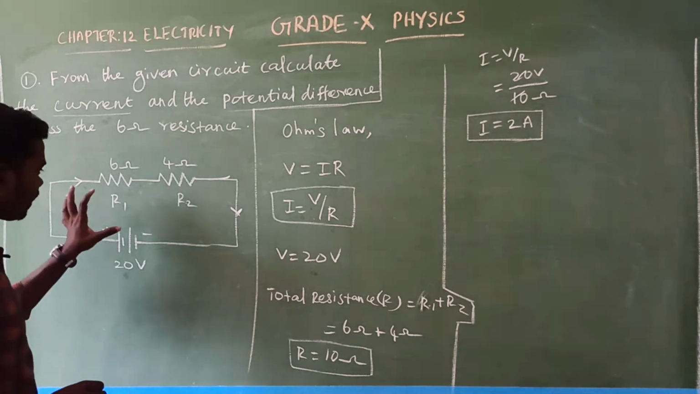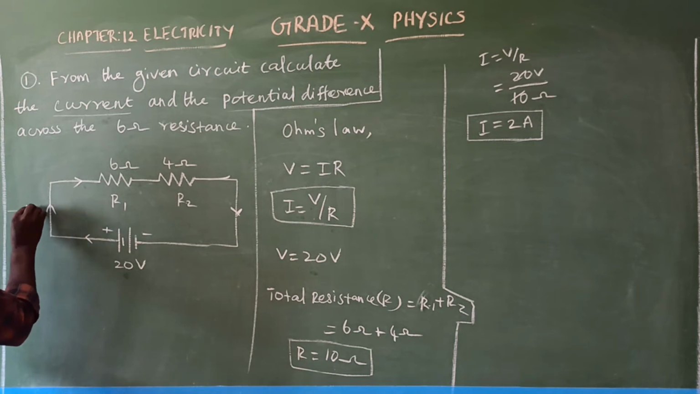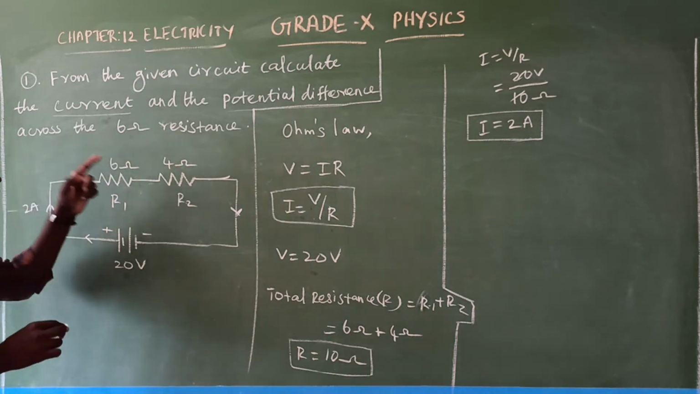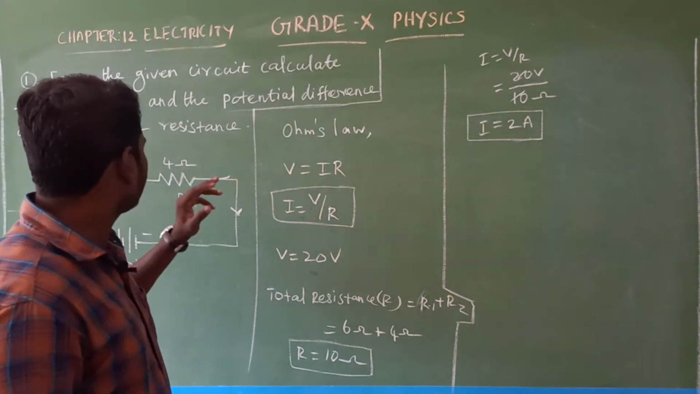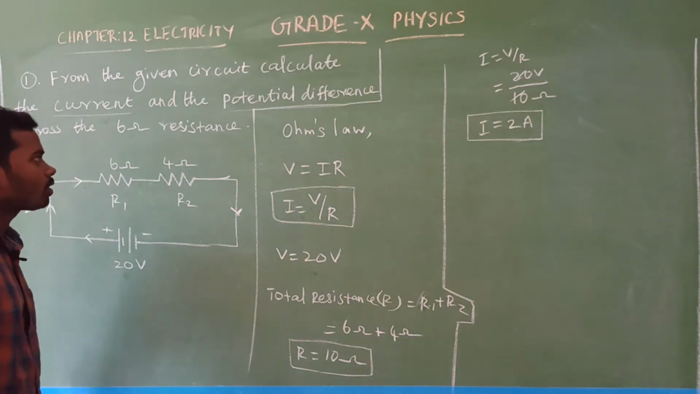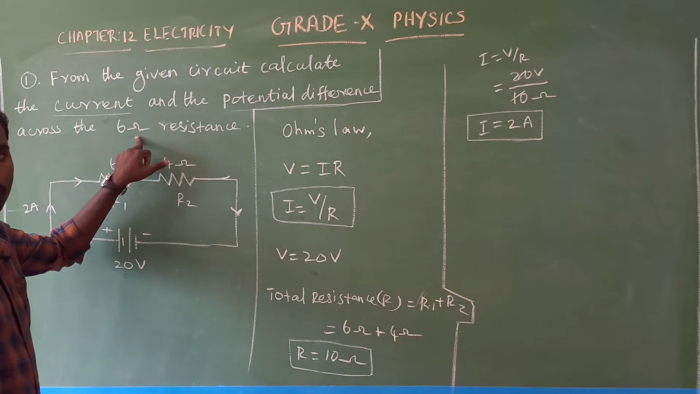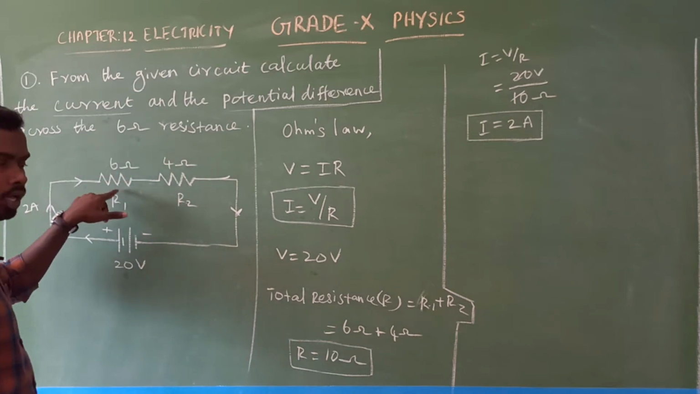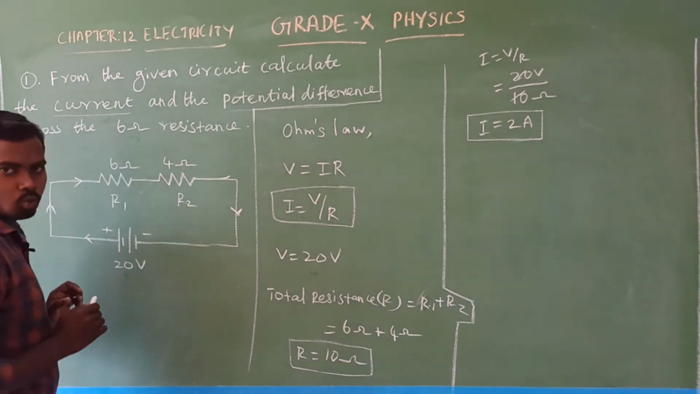Am I right? Yes. So in this circuit 2 ampere current is flowing. First we have found that current value. Next, what quantity do we need to calculate? The potential difference across the 6 ohm resistor. Where is the 6 ohm? 6 ohm is here. So we need to calculate the potential difference across this 6 ohm resistor.